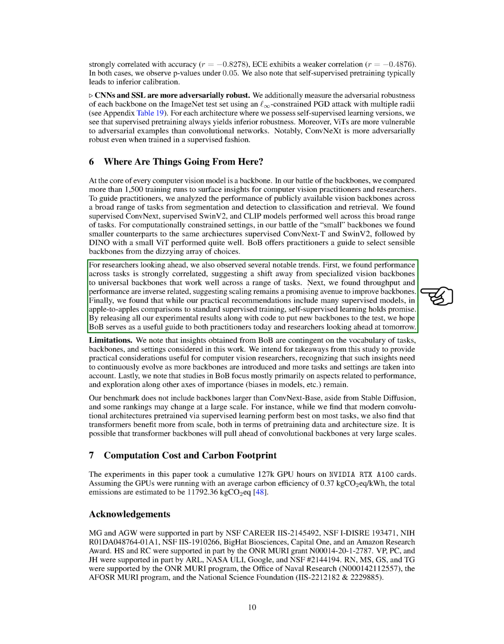Looking towards the future, we noticed several significant trends. Firstly, we found that performance across different tasks is strongly linked, indicating a move towards universal backbones that perform well across various tasks, rather than specialized ones. Secondly, we observed that there is an inverse relationship between throughput and performance, suggesting that scaling could be a promising way to enhance backbones.